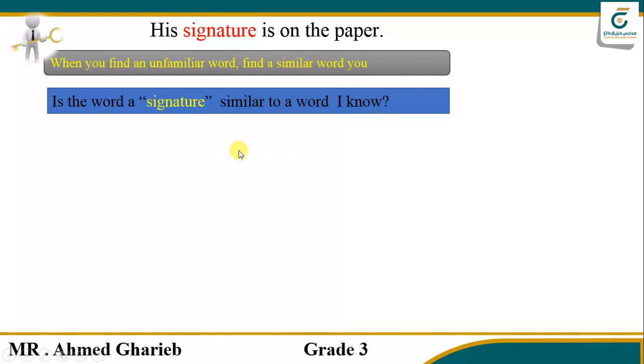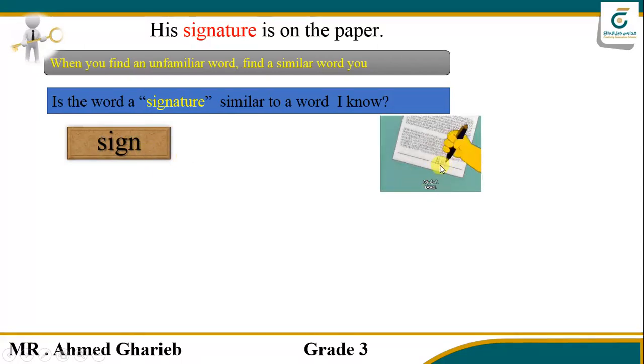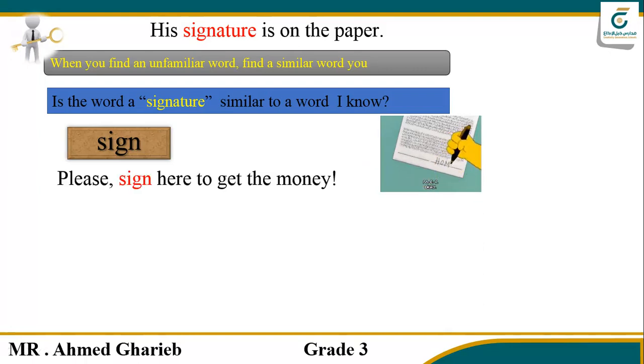We start to search in our background memory. I will find that there's a verb called sign, and sign means to write your name in the lowest part of a paper to show that you agree. For example, please sign here to get the money. Alright, but this one is sign and this one is signature.